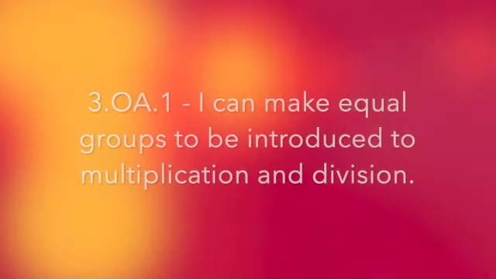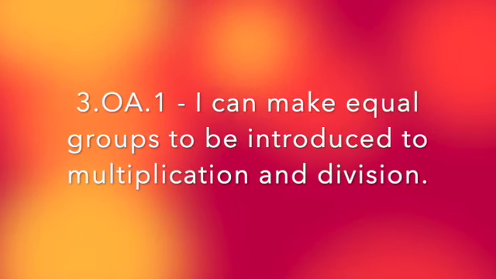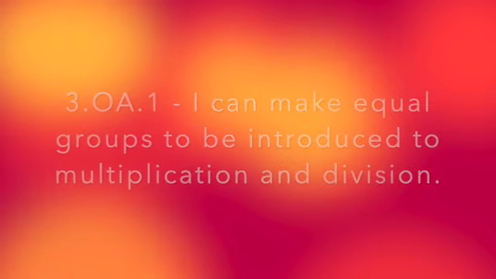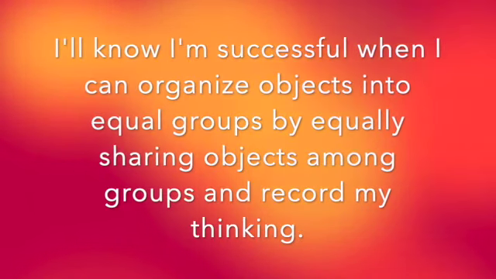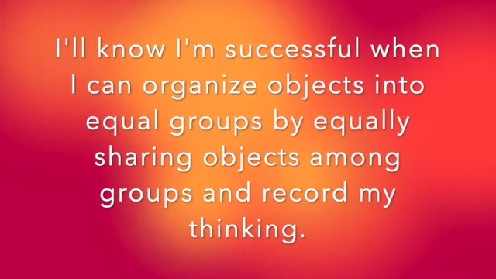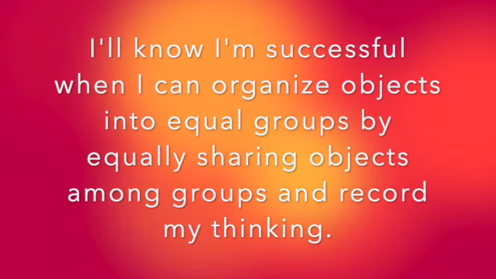And remember, we did that with our book, 100 Hungry Ants. So if you saw what I did, I drew out the picture and I gave a number sentence. You can do that. If you want to give me both, that's even better. So try to see how many combinations you can come up with and have fun. So remember, your learning target today is I can make equal groups to be introduced to multiplication and division. And you'll know you're successful when you can organize objects into equal groups by equally sharing objects among groups and record your thinking.